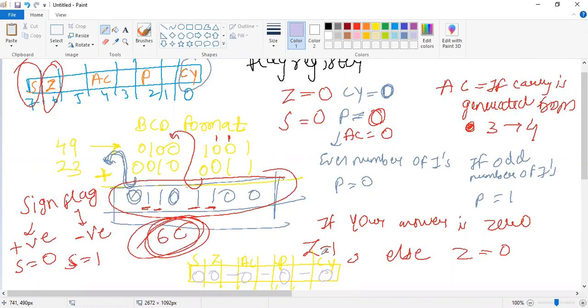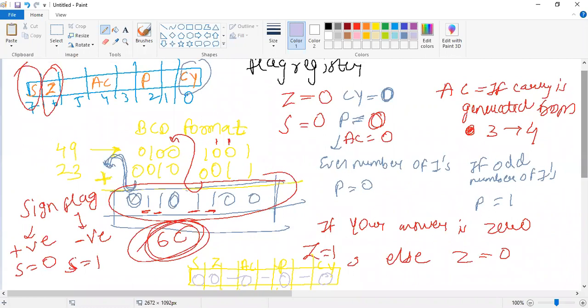See, this is also one of the types of questions which might come in your exam. First of all, they will ask you about the flag register. So you have to explain in a theoretical way first of all, and after that you have to take an example and show it in this format. If you want, you can take a screenshot.